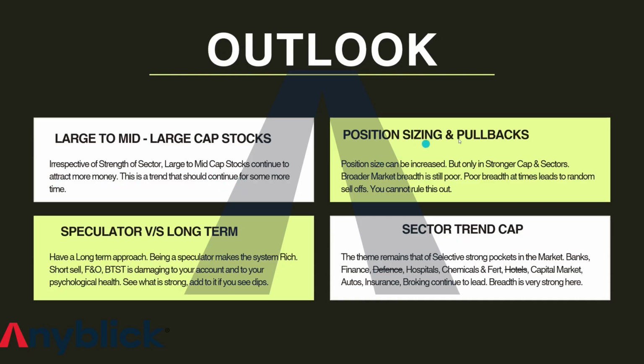Position sizing and pullback. Now, this is something you have to understand. Position sizing can be increased, especially in pockets where sector strength exists. But you have to understand that the broader market breadth is still poor. Less than 50% stocks are above 200 DMA in the entire market. This means that when the breadth of the market is so narrow, the VIX is so low, VIX is currently at 9.3, 9.4, there can be instances where random pullback or sell-offs begin in the market. So you have to be mindful of that.